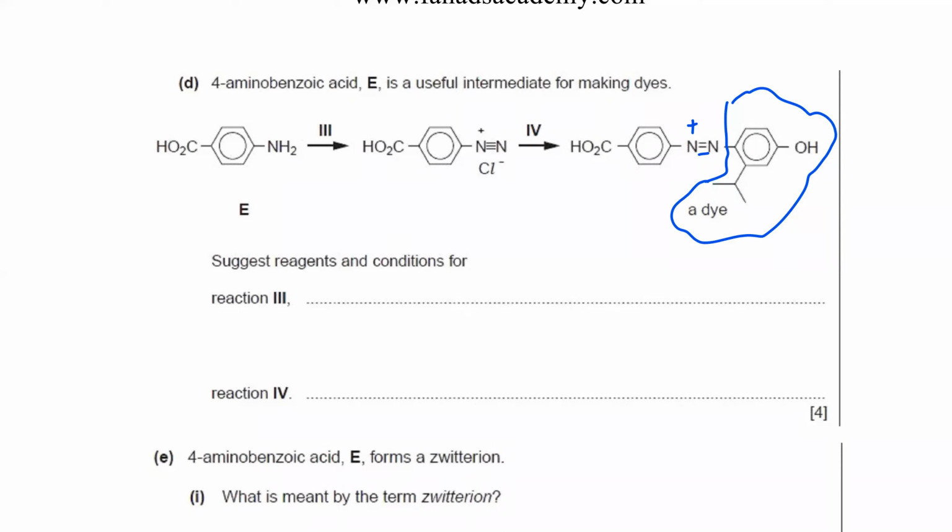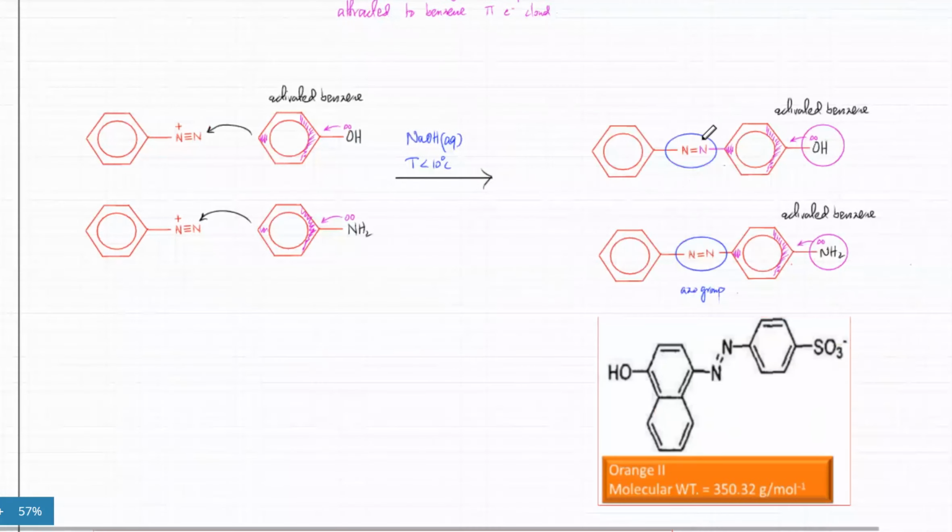Sir, I have a question. Sir, how did you figure out the reagents and conditions for reaction number 4? The reagent is given over here. I told you that if you want to make an azo dye, it's got to be NaOH aqueous and the temperature's got to be less than 10. Right? Those are the conditions.